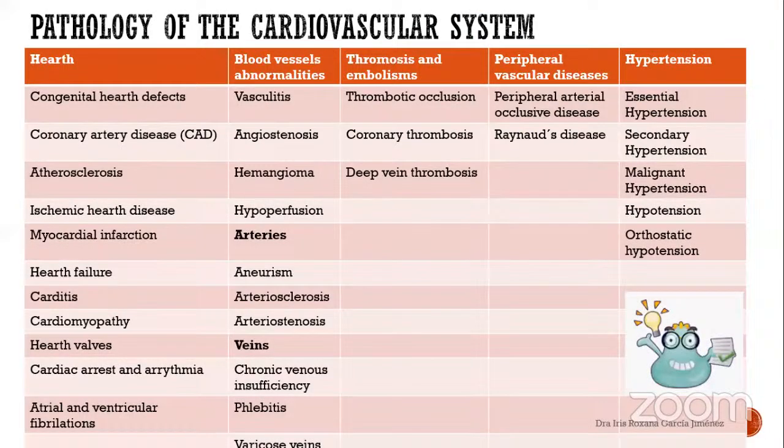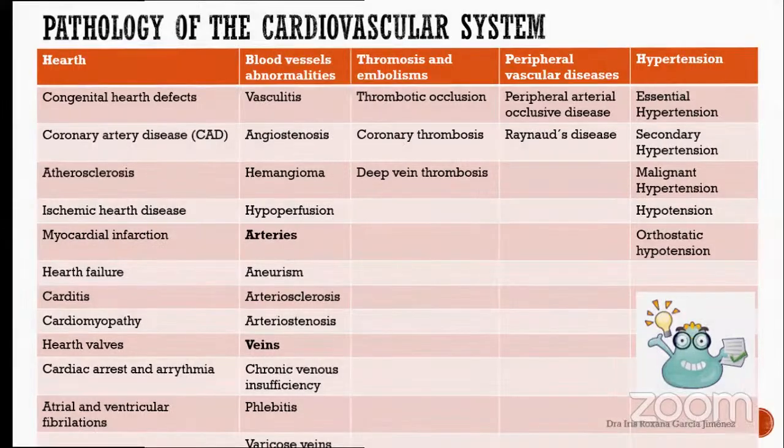Again, I'm making you this recommendation. Check the abbreviations and the way we have the heart, blood vessels, abnormalities. Well, this is thrombosis and embolisms, peripheral and vascular diseases, hypertension. And now again, abbreviations considering just the cardiovascular system.